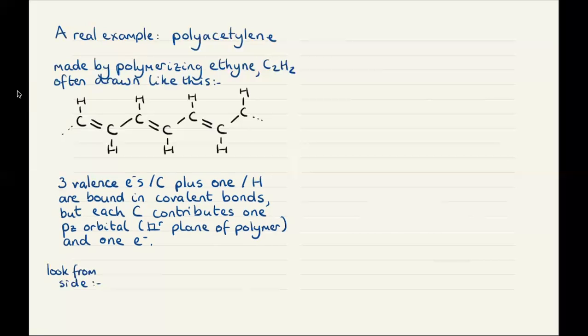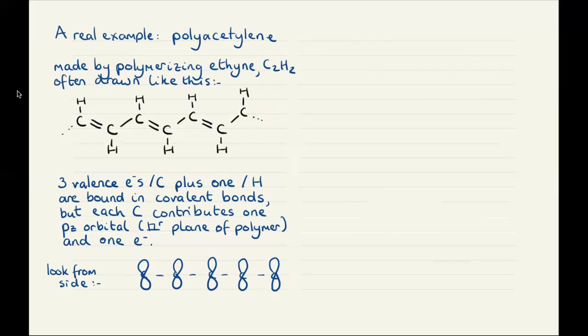And so if we take a look from the side, looking at the polymer from the side on, one sees a row of carbon atoms, and each of them has a p orbital that's perpendicular to the chain, and we're interested in the bonding now, the band that's formed by these p orbitals.